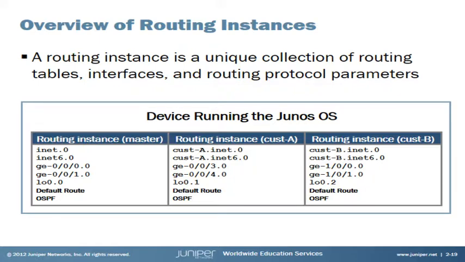Now, what we do with a routing instance is we create them, we add interfaces into the routing instances, and we can add protocols in there as well, like for example OSPF, static routes, etc. With these routing instances, it's a unique collection of routing tables, interfaces, and routing protocols. So we've got two there: routing instance customer A and routing instance customer B.